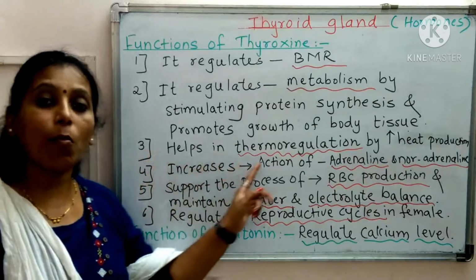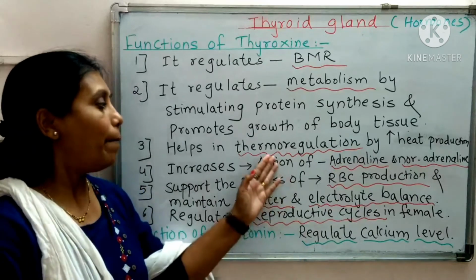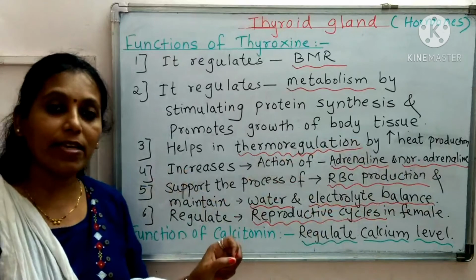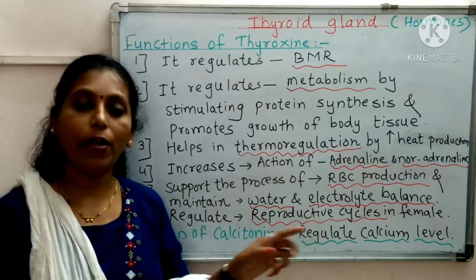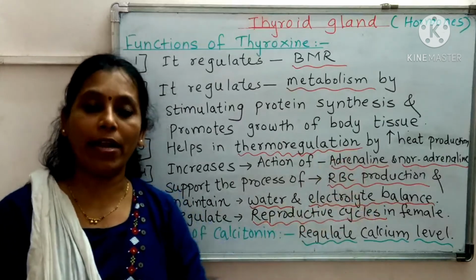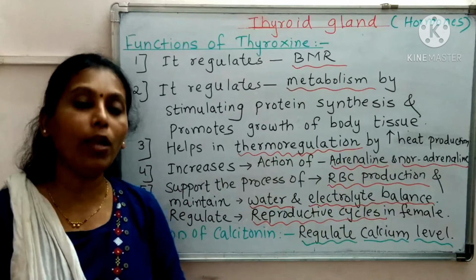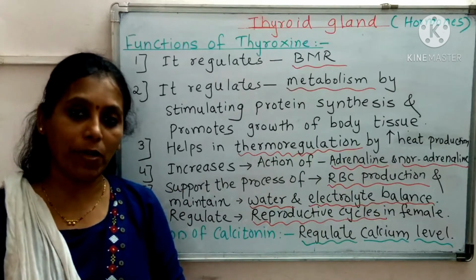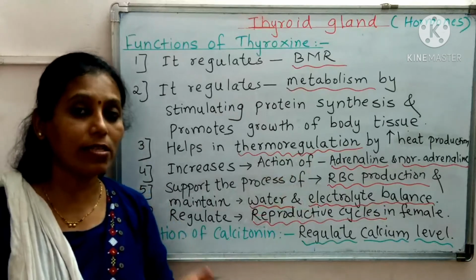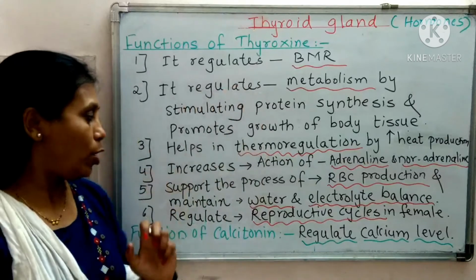It helps in thermoregulation. Thermo means temperature or heat. By increasing heat production, it also increases the action of neurotransmitters, adrenaline and noradrenaline. Neurotransmitters play a very important role in transmission of impulses from one neuron to another neuron. So this is a very important function performed by the thyroxine hormone.